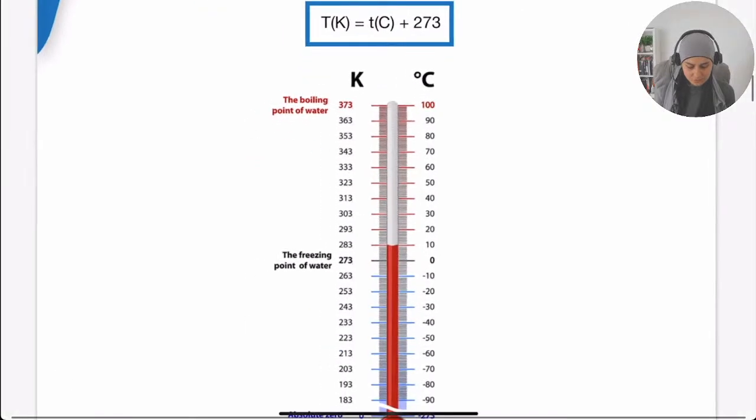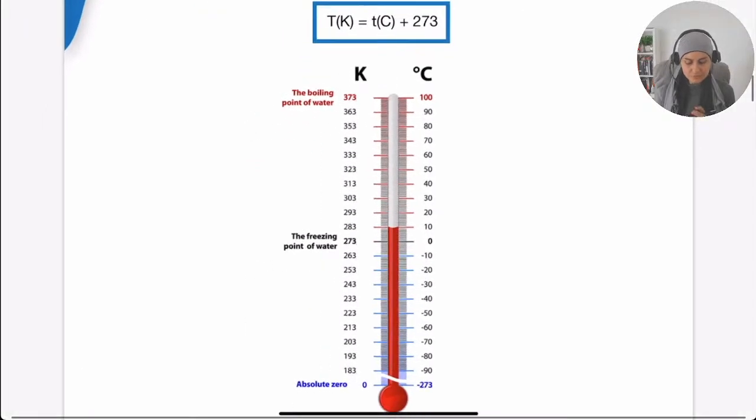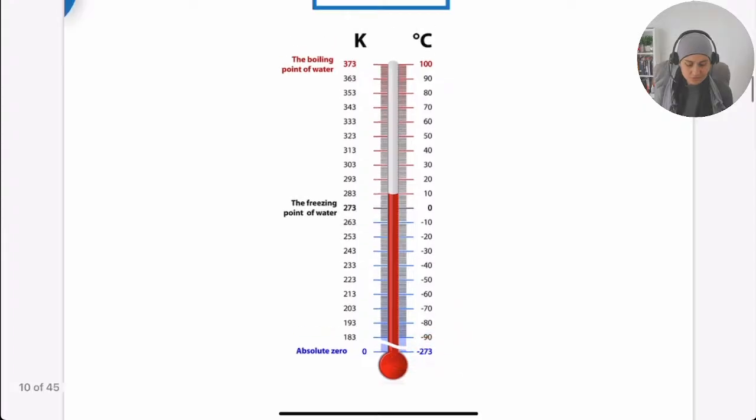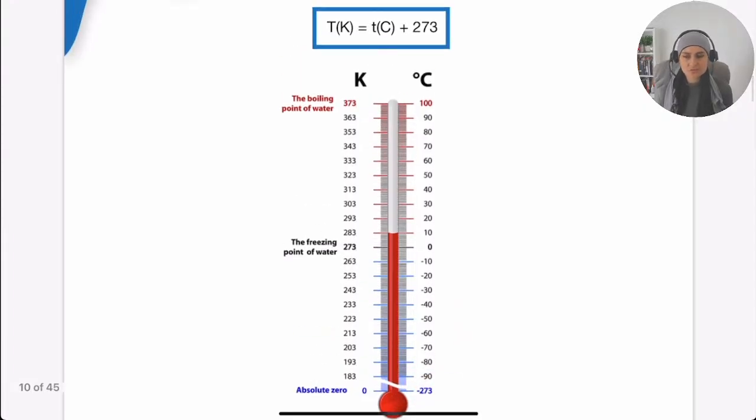And also you need to know how to convert temperature from Celsius to Kelvin and the other way around. So water freezes at 0 Celsius or 273 kelvins, and absolute zero kelvins equals negative 273 Celsius. So to convert from Celsius to kelvins, you need to take the temperature in Celsius and add 273. That's how you convert.